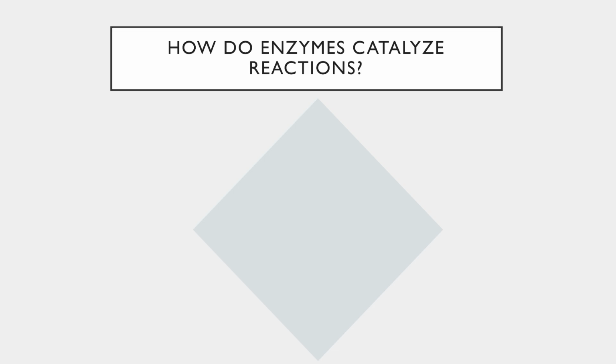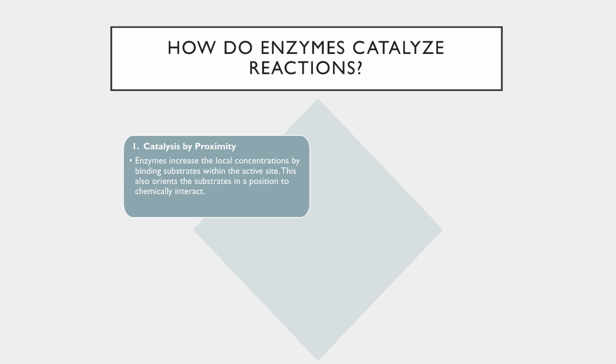So across the 6 different kinds of enzymes, we'll note that there are 4 major reaction mechanisms that facilitate catalysis. The first is catalysis by proximity. Enzymes all have an active site where substrates bind, and this helps orient the substrate in a position as well as increase the local concentration of the substrates.